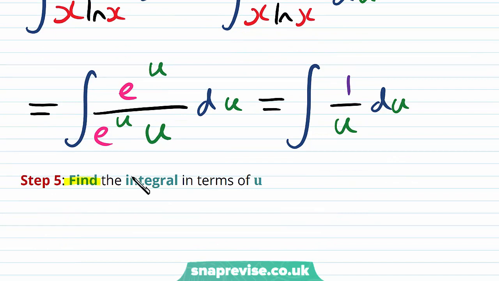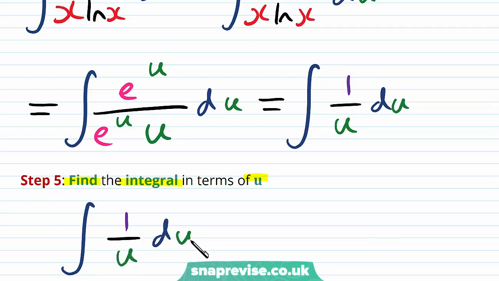Our fifth step is to find the integral in terms of u. We have the integral of 1 divided by u du, and this, almost by definition, is equal to the natural logarithm of the modulus of u and then plus c.